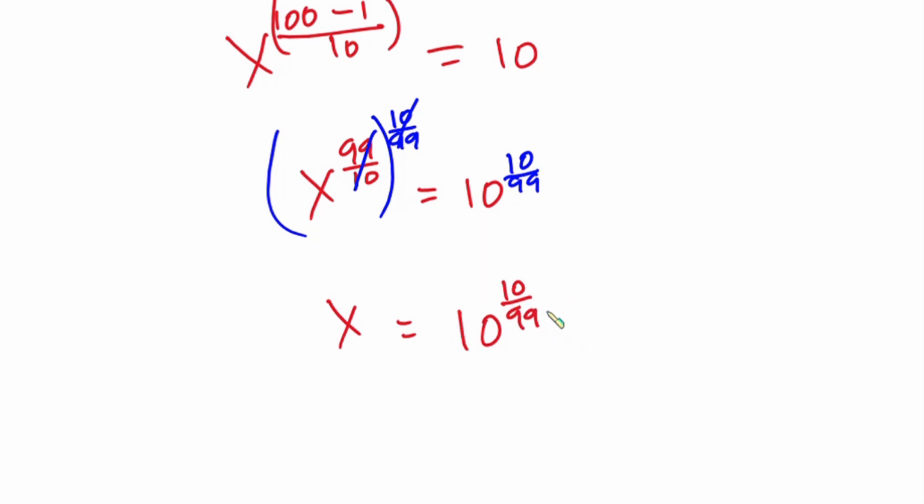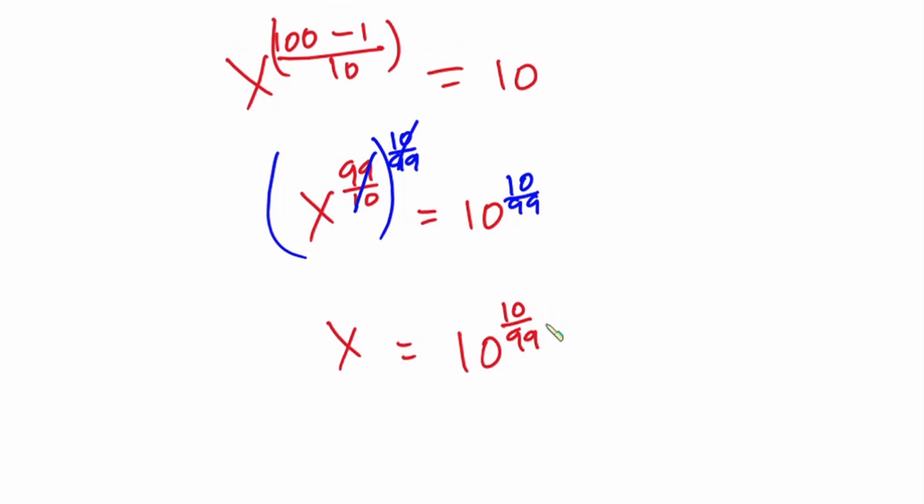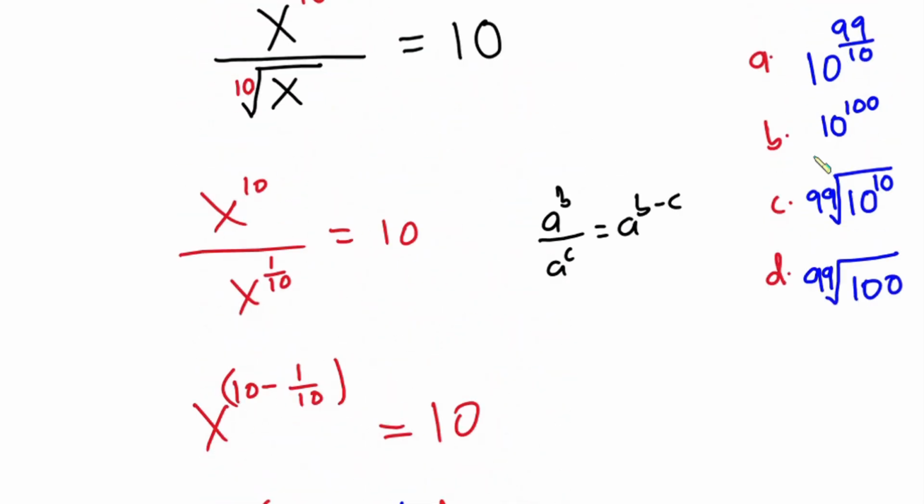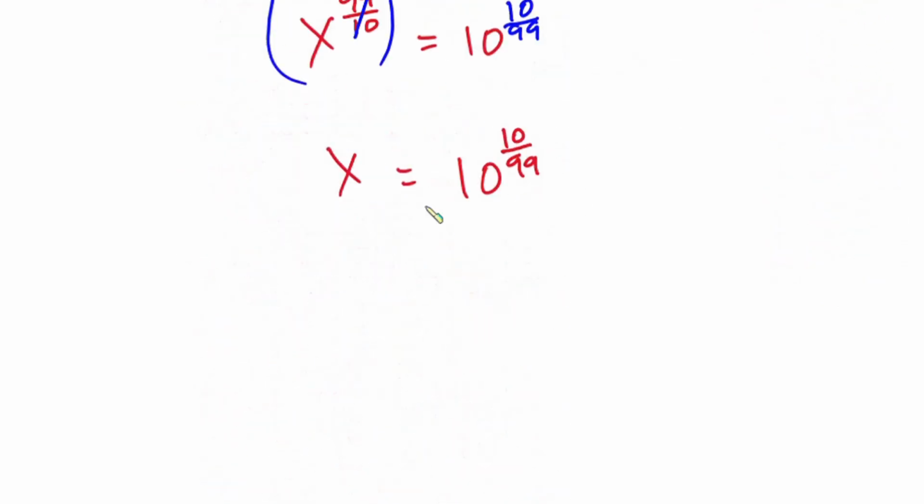Let's go and check in the options and see whether we have this as one of the options. Okay. Now if you look through from option A, you can see we have 10 to the power 99 over 10 instead of 10 over 99. So this cannot be the answer. Alright. So let's go ahead and manipulate this answer.